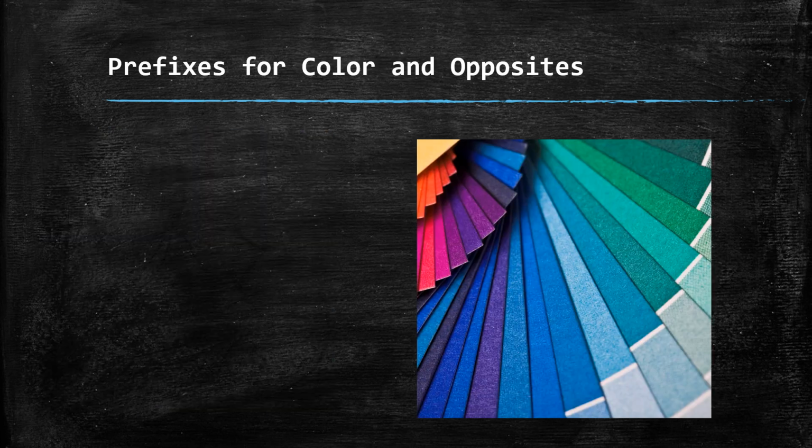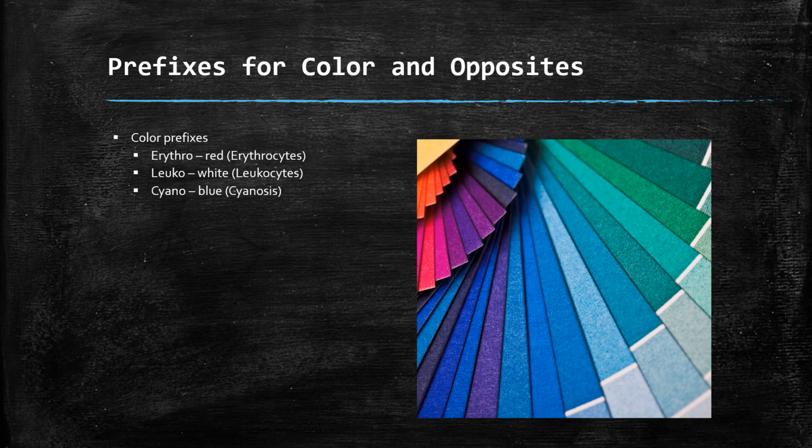respiratory rate. The color of our root word can be detailed with use of the prefix erythro, which denotes red, leuco for white, and cyano for blue. Examples include erythrocytes for red blood cells and leukocytes for white blood cells. Cyanosis is the state of being blue in color, especially of the skin, nails, and lips.